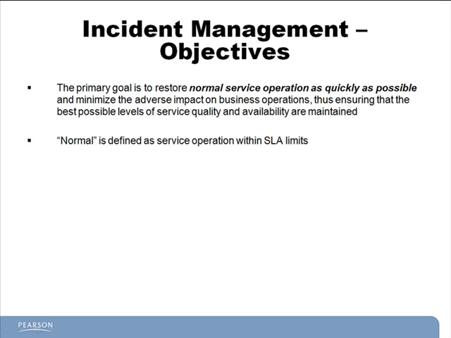The primary goal of incident management is to restore normal service operation ASAP and to minimize the adverse impact on business operations, thus ensuring that the best possible levels of service quality and availability are maintained. Normal, of course, is defined as the service operating within the parameters as listed in your SLA, which means that nobody can complain if they can't access the payroll system at 4 in the morning if the SLA doesn't say it should be available at 4 in the morning.